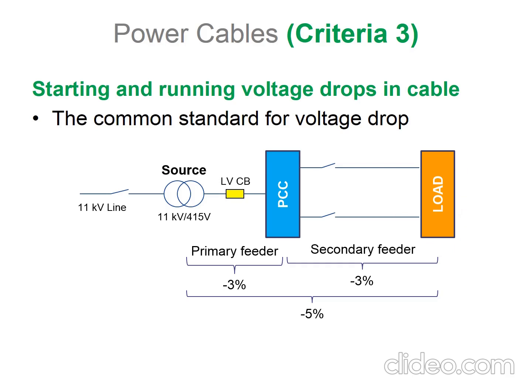Here we can see the primary feeder, with 3% voltage drop, and the secondary feeder also 3%, and maybe the total for the primary and secondary feeder is about 5%. So we have to consider the voltage drop for that particular line.